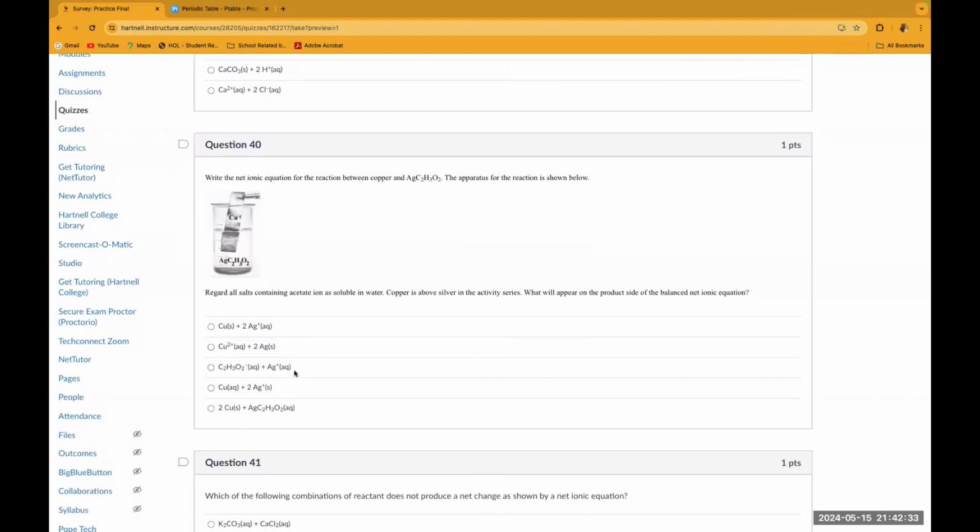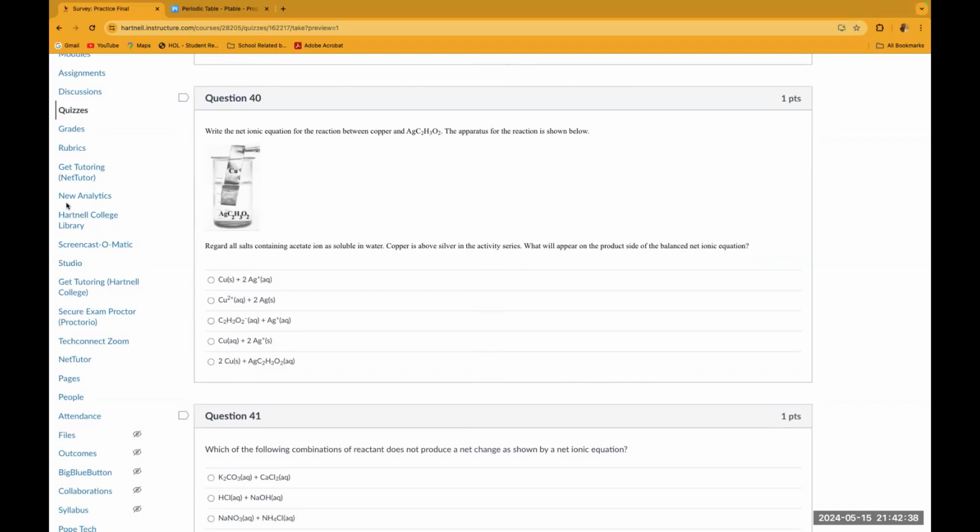So the silver is going to be by itself, essentially. So that's silver by itself. And that means that all of these other ones are going to be gone, right? Because they're not ions. It's going to be the full silver. So that is correct.